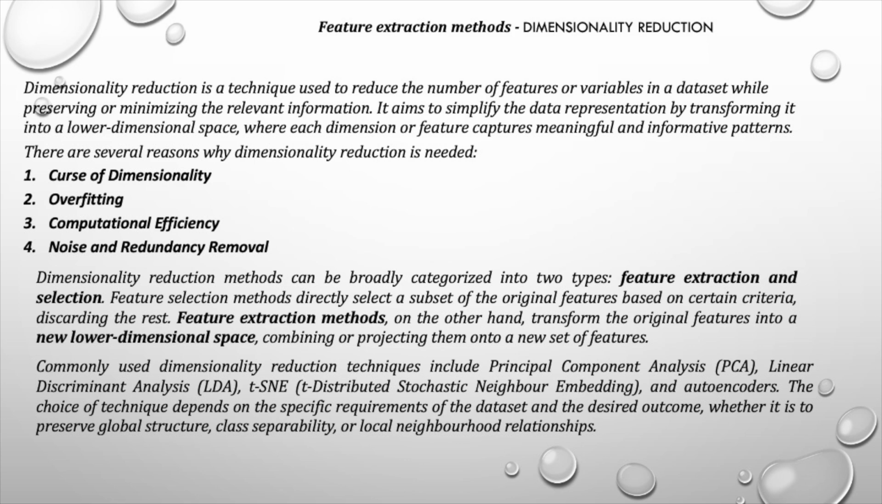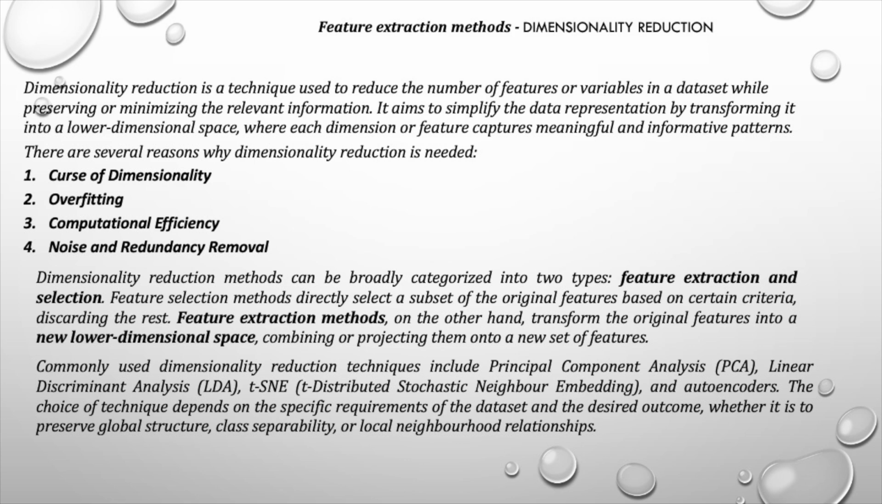Curse of dimensionality. High-dimensional data often suffers from the curse of dimensionality. As the number of features increases, the data becomes sparser, and the amount of available data decreases relative to the feature space. This can lead to computational inefficiency, increased storage requirements, and difficulties in analysis. Dimensionality reduction can mitigate these issues by reducing the number of features while retaining most of the relevant information.